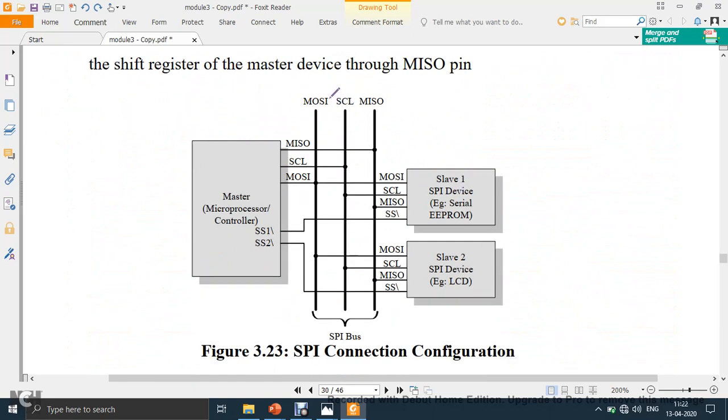So MOSI, master out, slave in. SCLK is the clock. MISO, master in, slave out. You can see there are my two slaves here. Since there are two slaves, to select these two slaves, there are two slave select signals, SS1 bar and SS2 bar. So the slave select signals are active low signals. They are active low signals.